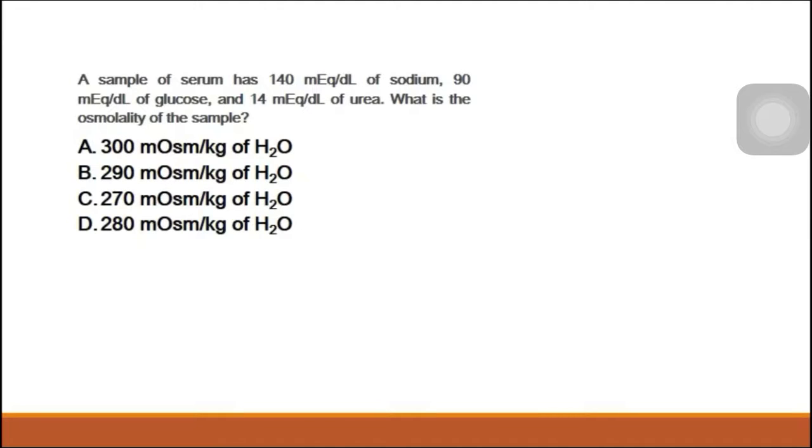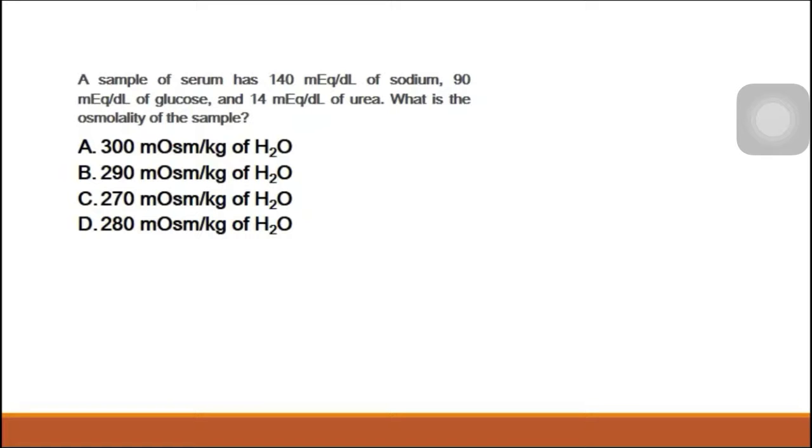Example: a sample of serum has 140 mEq per dL of sodium, 90 mEq per dL of glucose, and 14 mEq per dL of urea. Now, what is the osmolality of this sample? Is it letter A, 300 milliosmoles per kilogram of water, letter B, 290 milliosmoles per kilogram of water, letter C, 270 milliosmoles per kilogram of water, or letter D, 280 milliosmoles per kilogram of water?